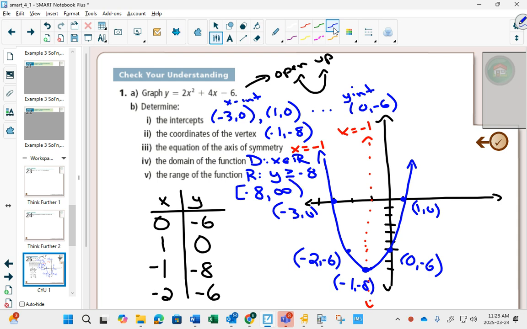Do you remember set notation and interval notation from grade 10? You could use a square bracket to say -8 is included and then go to infinity. That says you're going from -8 all the way to infinity, up forever. So you have a choice to write it in set notation or interval notation. But the question could give it to you in either way, so you have to know how to understand them both.